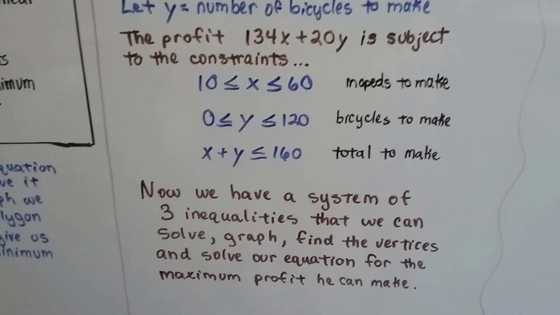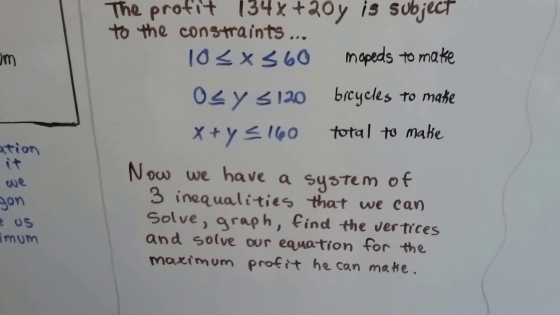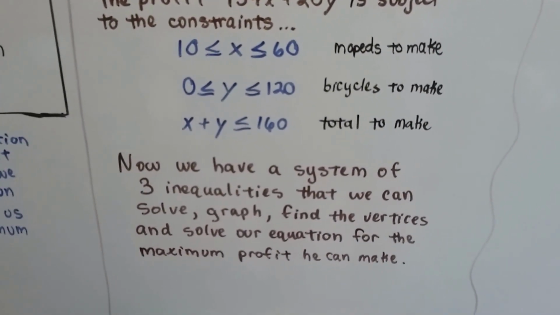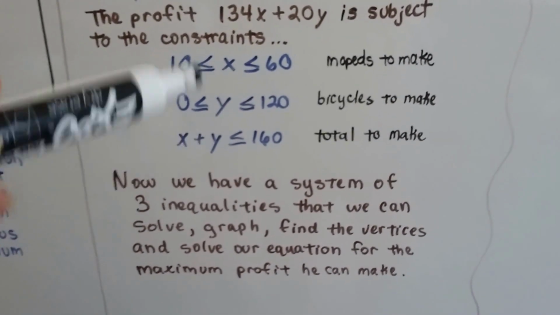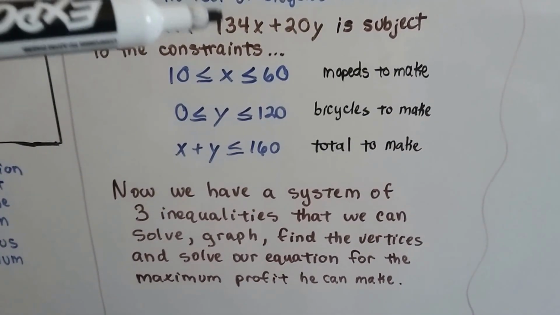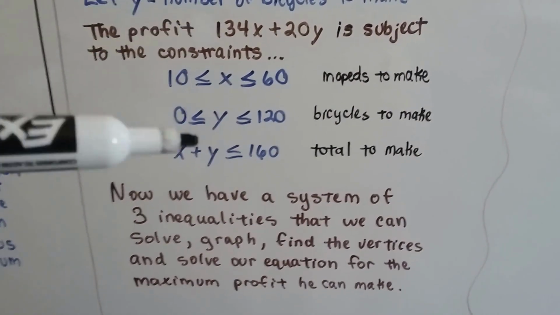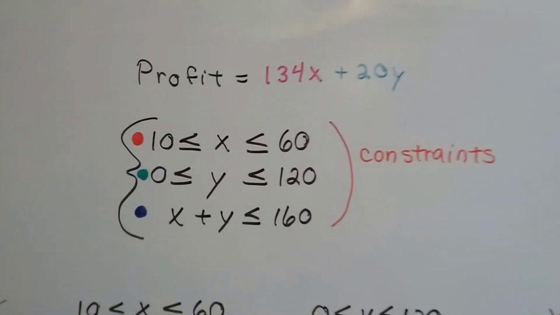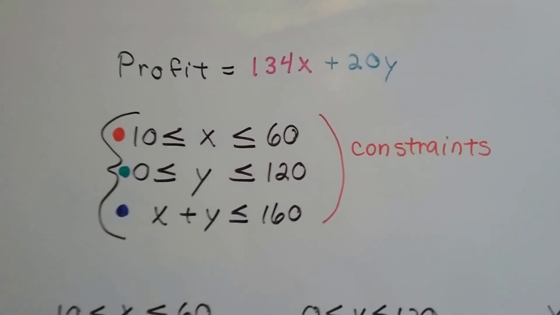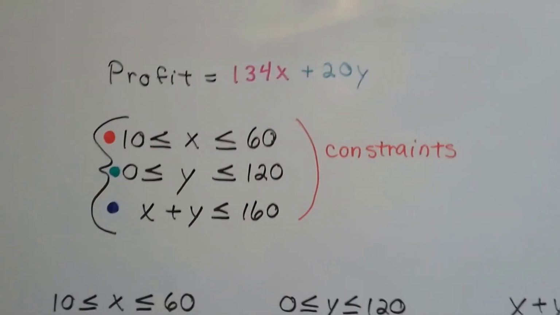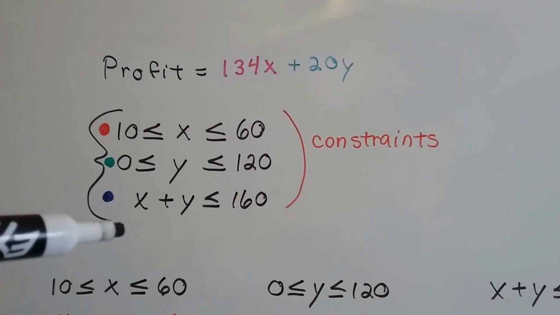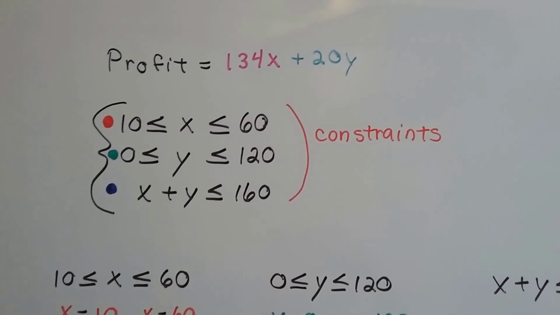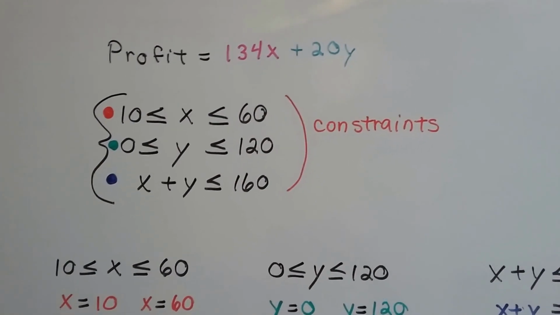So now we have a system of three inequalities, and we can solve, graph, find the vertices, and solve our equations for the maximum profit he can make. So we're going to take these three and this as p equals, all right? And that's our system of inequalities. So now we've got profit equals 134x plus 20y, and we've got our three inequalities in our system. These are our constraints, okay? We talked about that before. Those are our limits, all right?